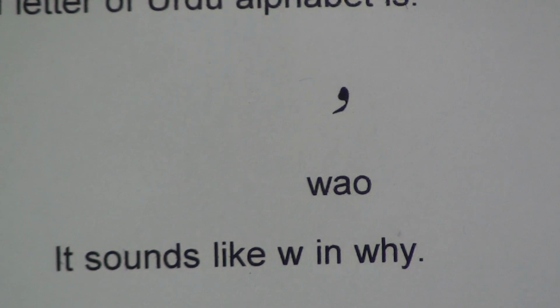Thirty-third letter of Urdu alphabet is Vaw. Vaw sounds like W in Y. Vaw is a non-connector. It means that a letter after it is not connected to it. If in a word there is a letter after Vaw, it is written separately and not connected to Vaw.